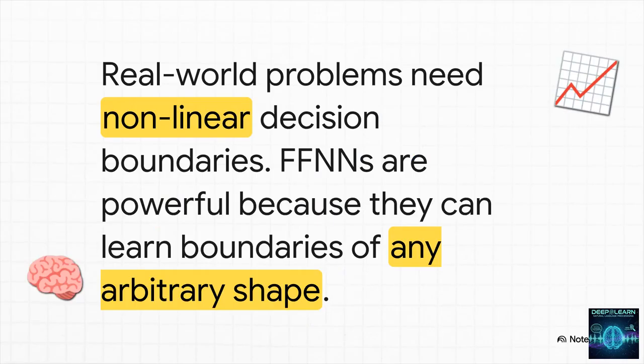Well, the answer is we have to move past classifiers that are stuck with straight lines, like logistic regression. We need something that can bend and curve. And that's exactly where feed-forward neural networks come into the picture. They're designed from the ground up to learn decision boundaries of, well, literally any shape you can imagine. And that's what makes them so incredibly powerful.